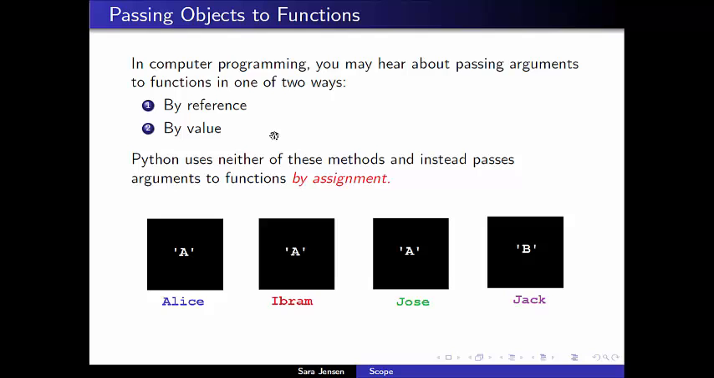So I'm going to return to the locker analogy, but I'm not going to use as beautiful pictures as I have in the past. We'll have to deal with some black box pictures that I've included here. So let's imagine that we have a handful of students in a course and we're using a computer program to keep track of their grades. So we have students named Alice, Ibram, Jose, and Jack, and these students have the following grades.